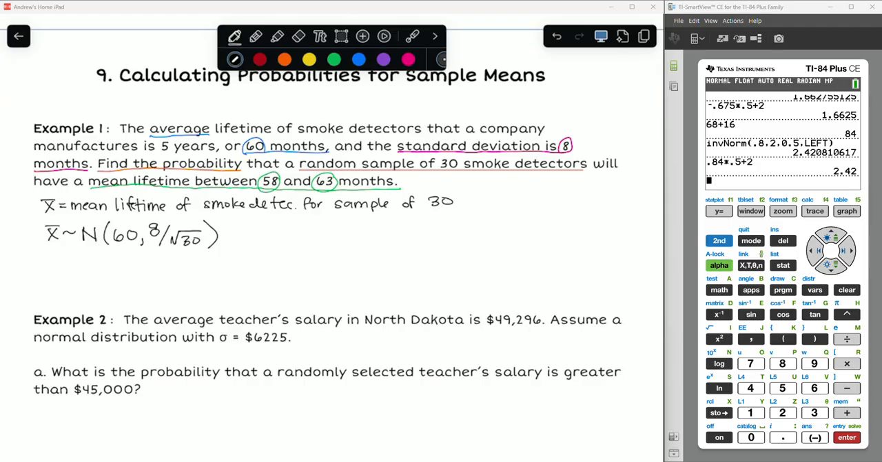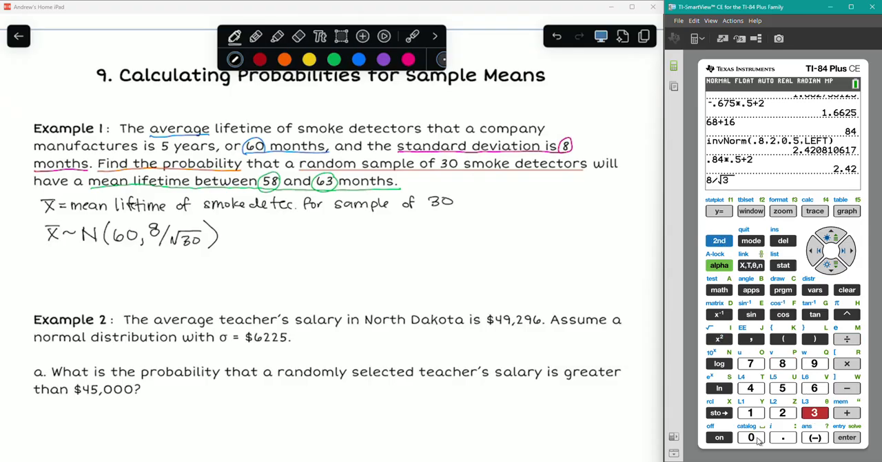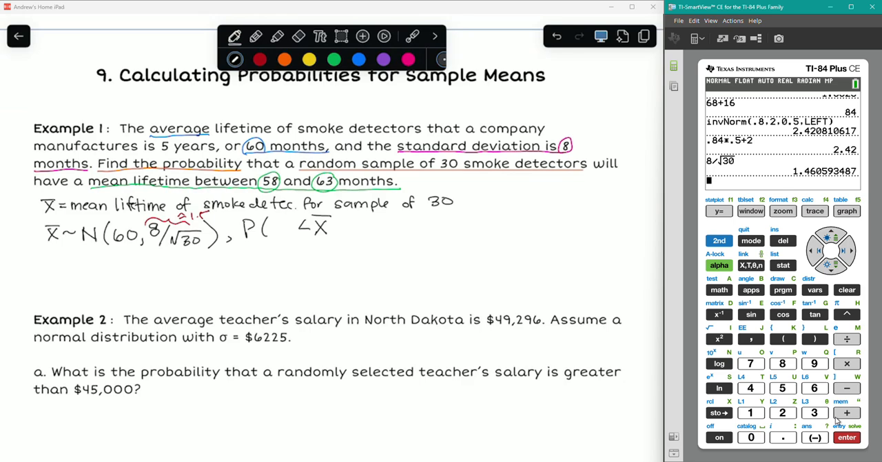I'm going to do that on a calculator really quick. 8 divided by the square root of 30 is 1.46. I'm going to round that to about 1.5. That's going to help me draw my picture, so I can get a quick idea of what my probability question looks like. My question says, what is the probability that a random sample of 30 smoke detectors will have a mean lifespan between 58 and 63?